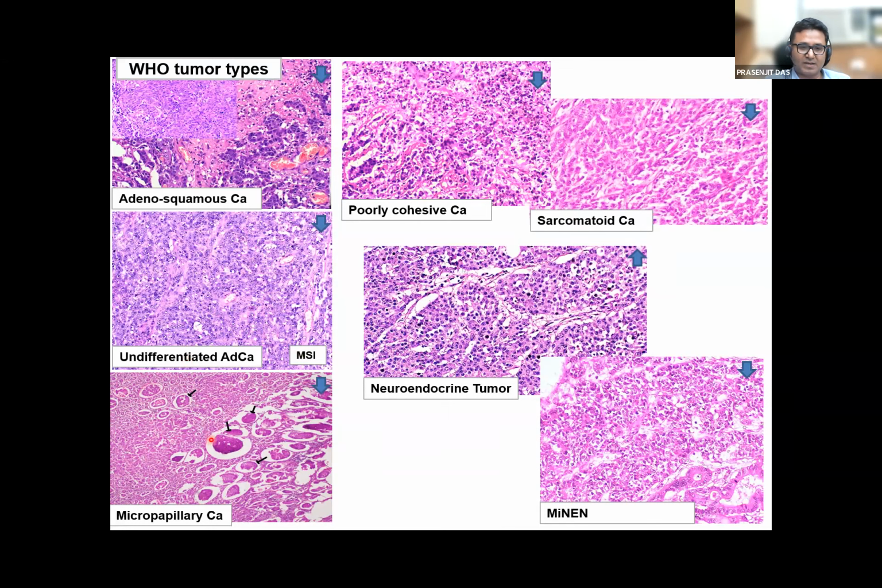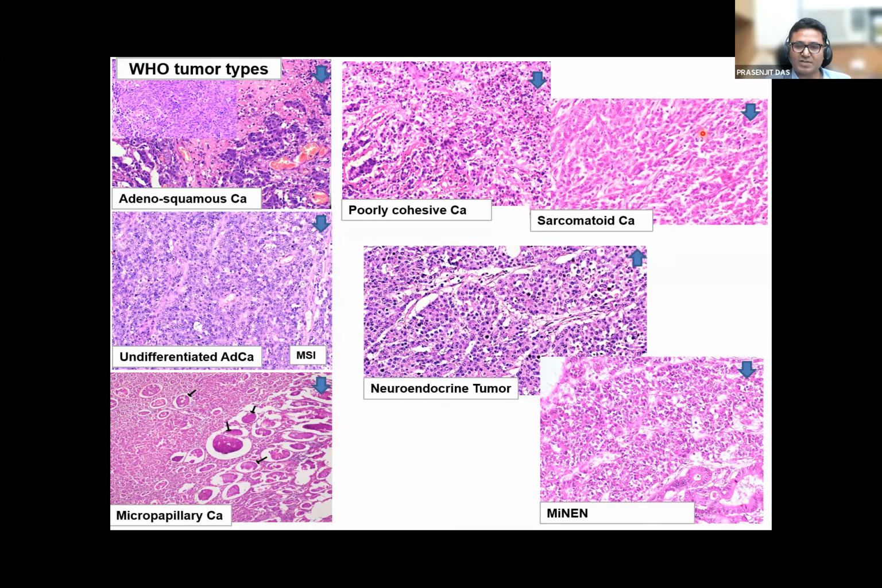There is another variant which we identify nowadays, called micropapillary carcinoma. There are small groups of tumor cells surrounded by clear spaces. This tumor also has a poor prognosis. They show a higher incidence of metastasis and lymph node positivity. Poorly cohesive carcinoma also shows a poor prognosis, and sarcomatoid carcinoma, which is a transformed carcinoma, where we see spindle cell differentiation, is also an aggressive variant of carcinoma.